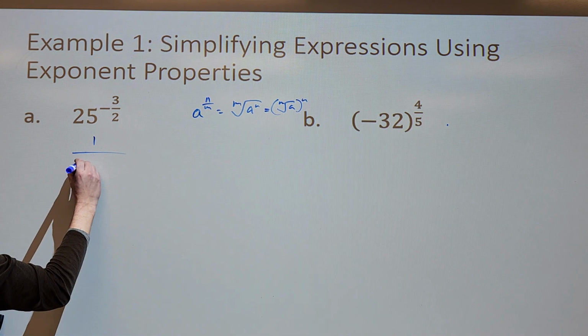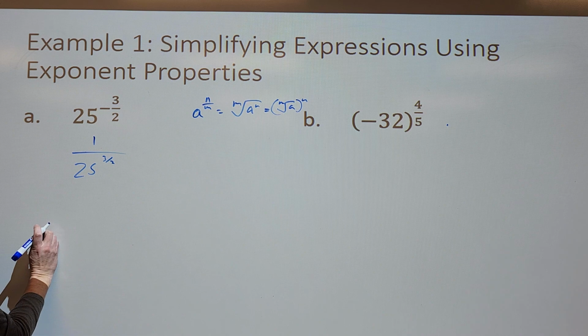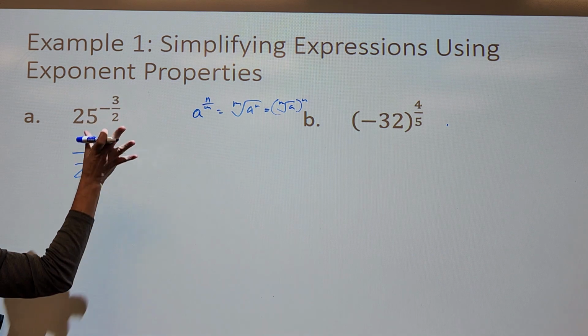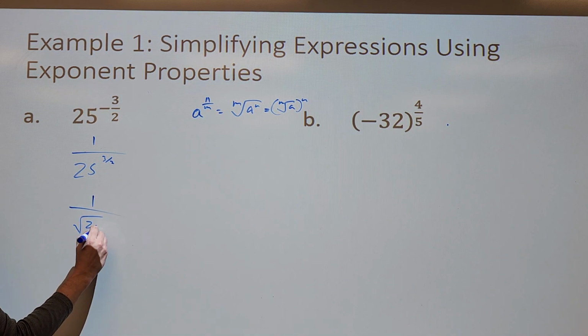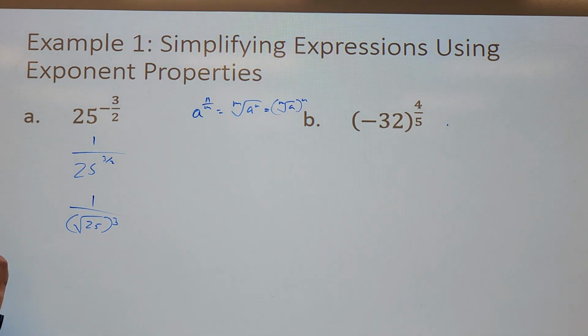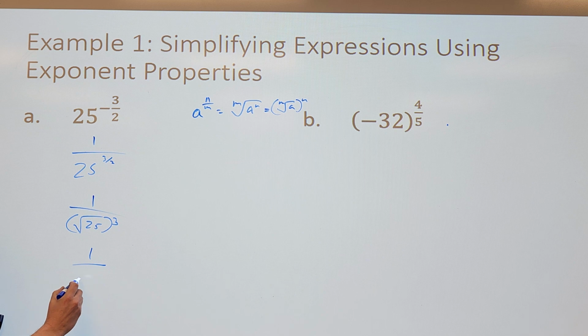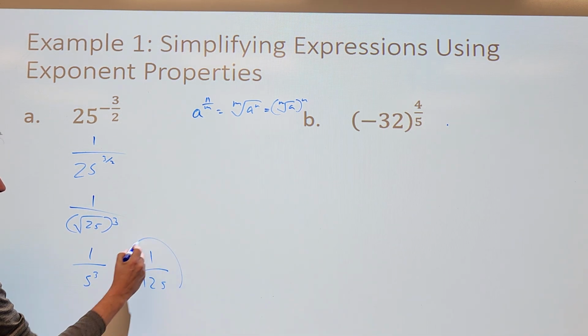So this is actually 1 over 25 to the 3 halves. All right, we want to take care of the negatives because we can't have those negatives, which means that we've got 1 over the square root of 25 cubed. And so we end up with 1 over 5 cubed, which is 1 over 125.